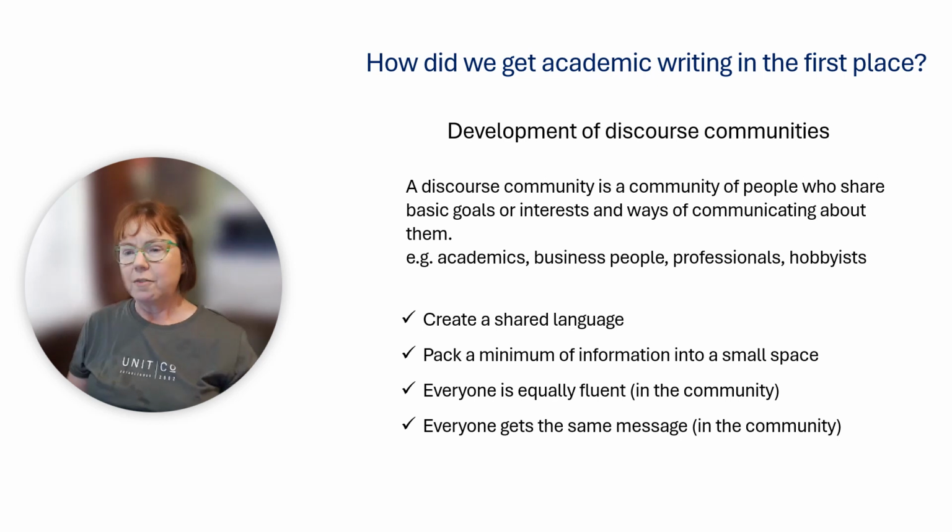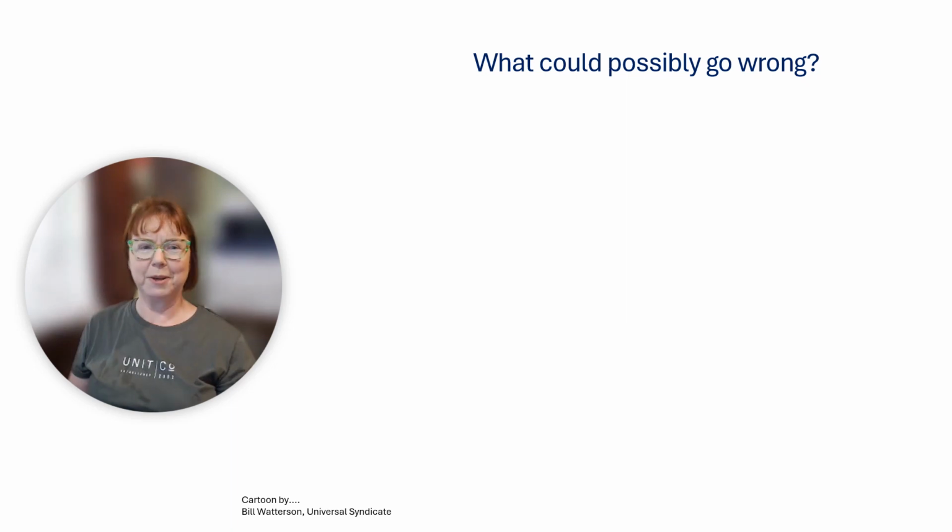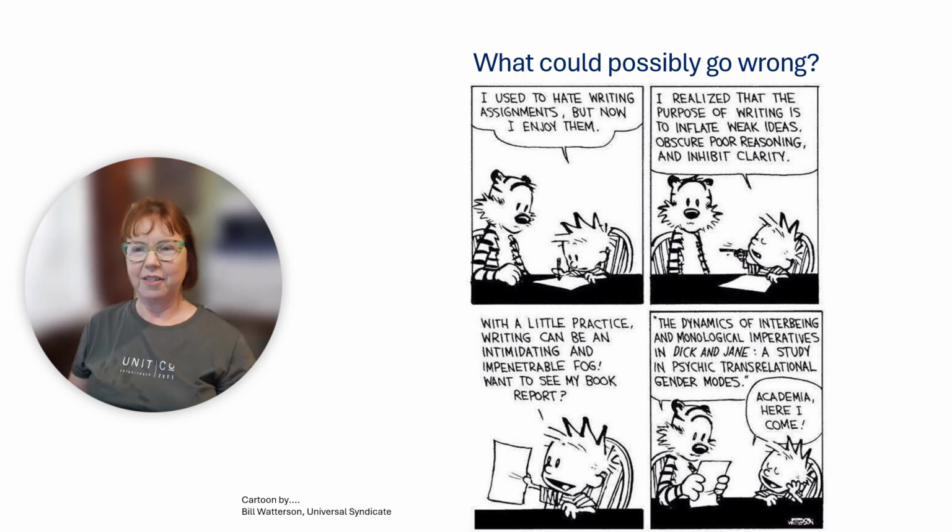The concept behind a functioning discourse community is that it has a shared language that allows a minimum of information to be transferred with the fewest words. So if everyone in the community is fluent in the language, then everyone should get the same message. What could possibly go wrong? I think this Calvin and Hobbes cartoon explains perfectly what's gone wrong.